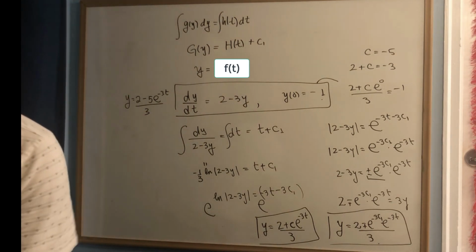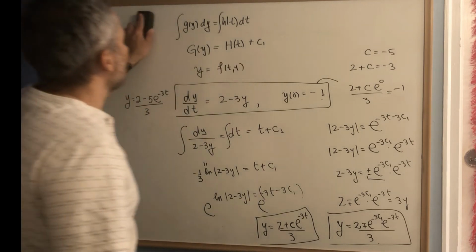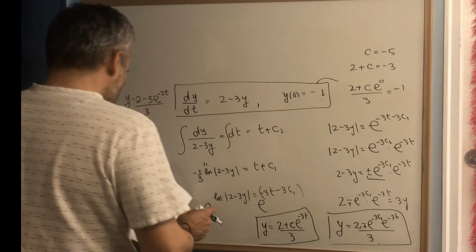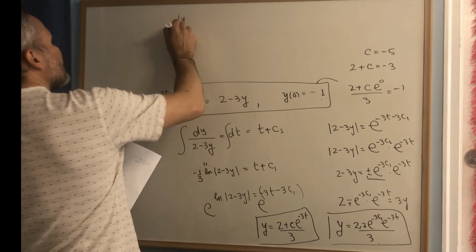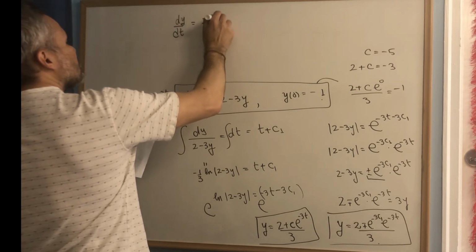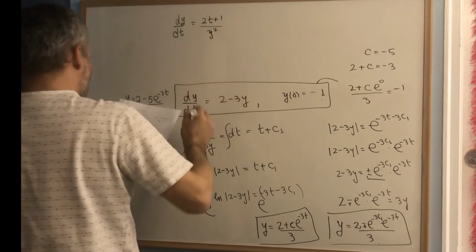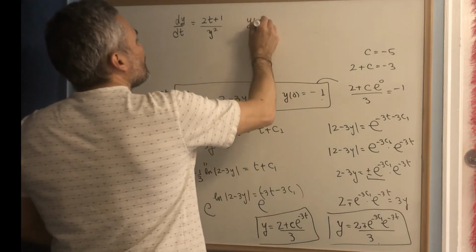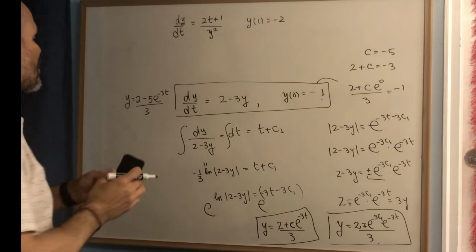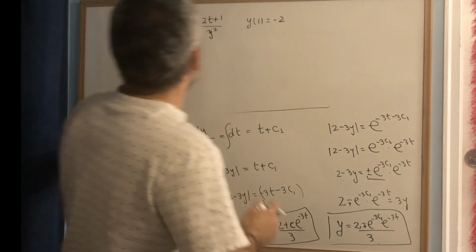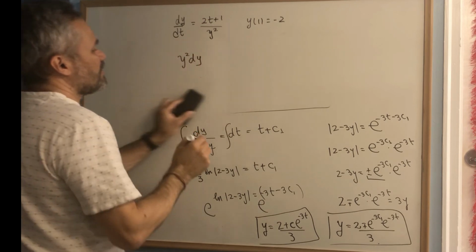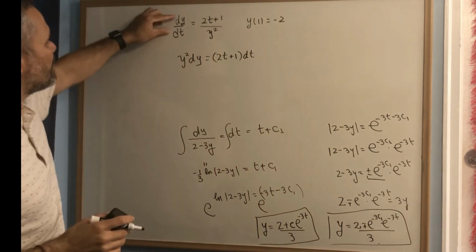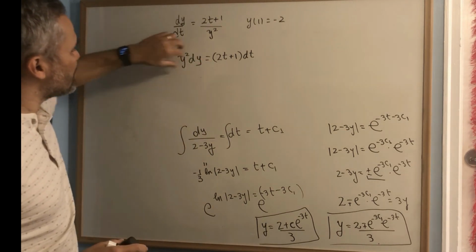Let me do one last example, and then we'll stop here. Let's suppose that I want to solve this differential equation, dy/dt equal 2t plus 1 over y squared. And let's suppose that we want y of 1 equal -2. Then we have to separate the variables. How do we separate the variables? We have that y squared dy equals 2t plus 1 dt. Notice that the dy/dt got separated, and here we have no t's or dt's, no y's or dy's.